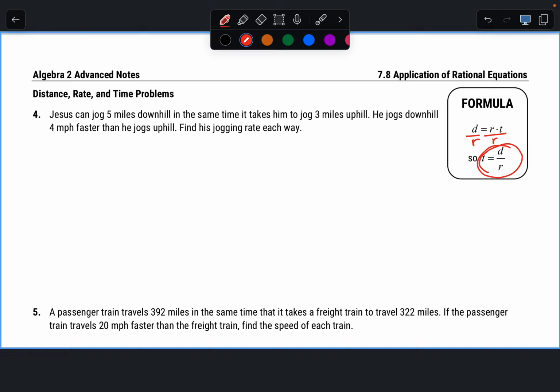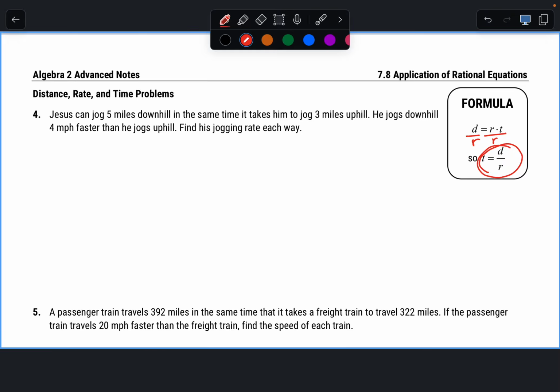Now, with this, we normally set up a table to organize all of the things, because they're going to give you a lot of information. So it's talking about jogging, and I have a general question. If I am jogging downhill, am I going faster than I normally would, or slower? Faster. If I'm jogging uphill, am I going faster or slower? A little bit slower, right? So that is going to have a big effect on how we write these equations.